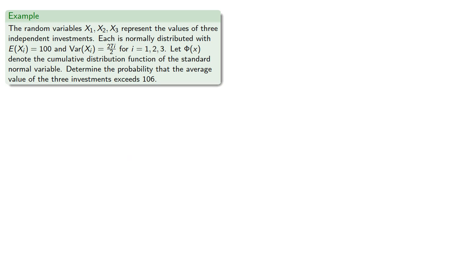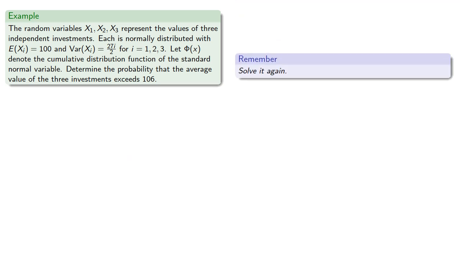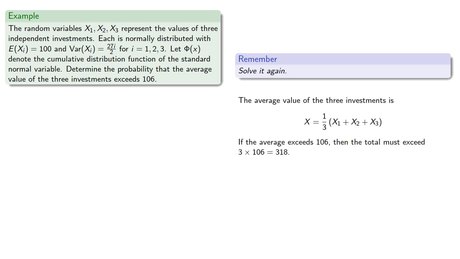So an important idea is to solve it again. The average value of the 3 investments is 1/3 of their sum, but if the average exceeds 106, then the total value must exceed 3 times that amount. So let's use the total value of the investments instead.